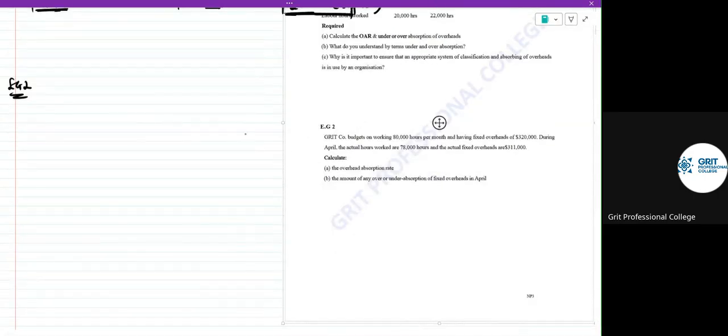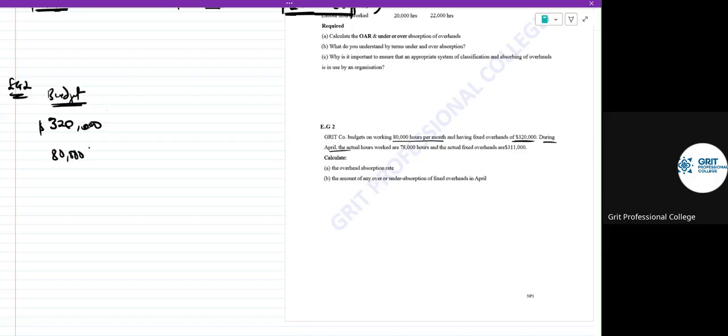Okay, so we have the next question, example 2, which is Great company. Great company budgets on working 80,000 hours per month and is having fixed overhead of $320,000 for that period. During April, we have budget information, so the overhead cost is $320,000. And then the hours that we intended to work were 80,000 hours.